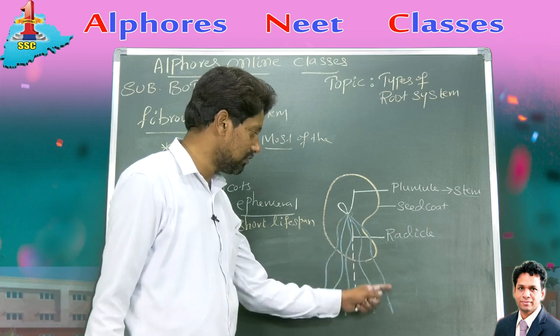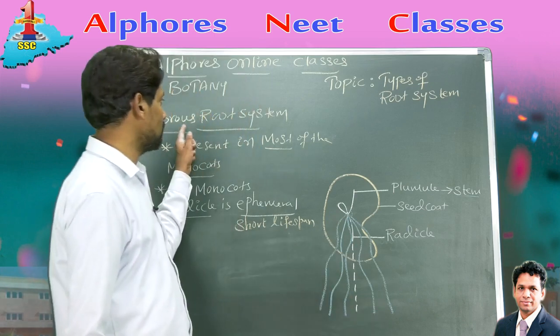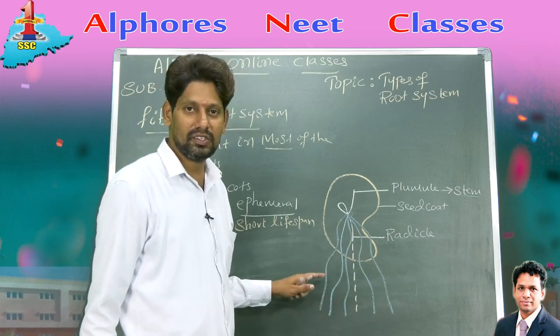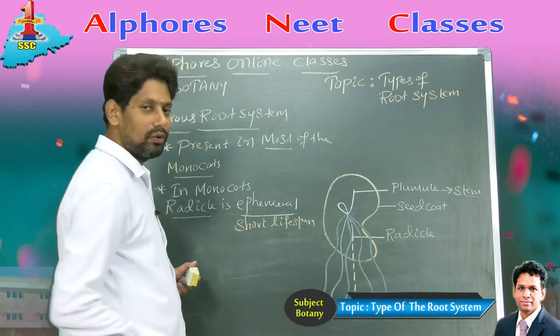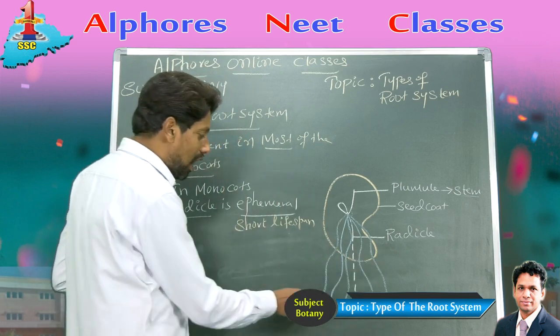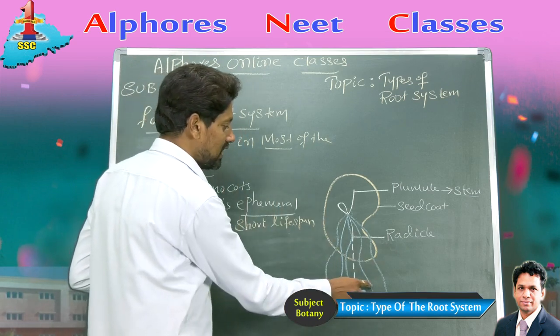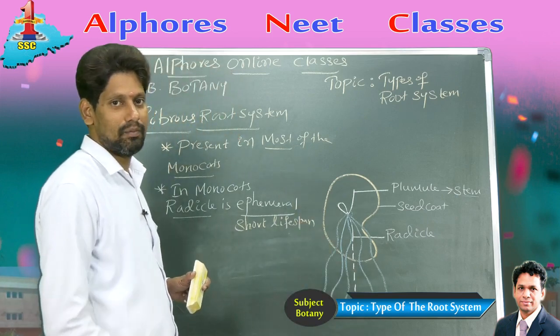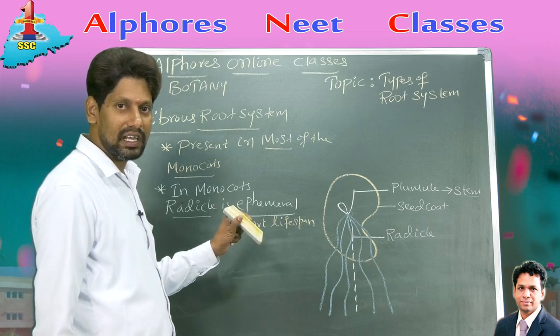This cluster of roots forms the fibrous root system. Here, how many roots are present? Many roots are present. Yes or no? All roots are nearly of the same size.